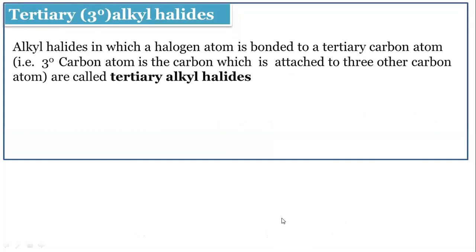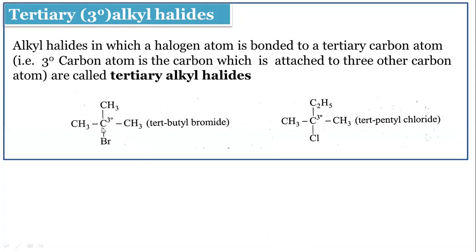Then tertiary alkyl halides, in which the halogen is bonded to the tertiary carbon atom. See, this carbon atom is tertiary because it is attached to another three carbon atoms. So this is first, this is second, and this is third. So this is an example of tertiary butyl bromide. Butyl means there are four carbon atoms: 1, 2, 3, 4. And this is an example of tertiary pentyl chloride. Why is it pentyl? Because there are 5 carbon atoms present: 1, 2, 3, 4 and 5. So this is an example of tertiary pentyl chloride, in which the halogen is bonded to the tertiary carbon.